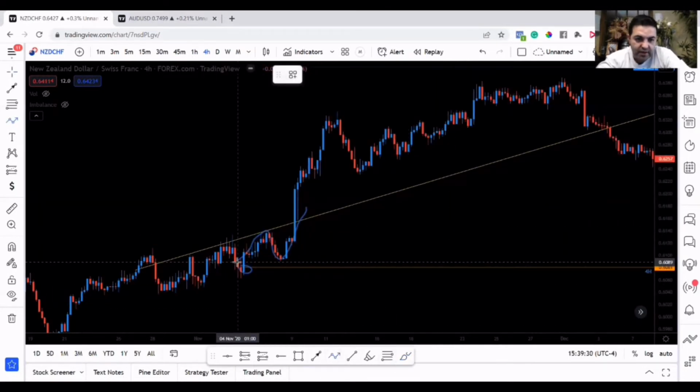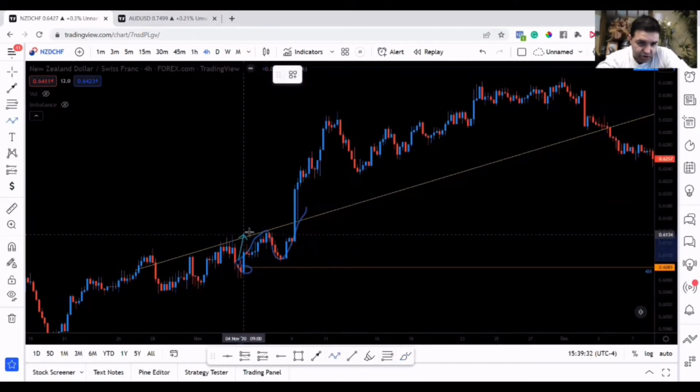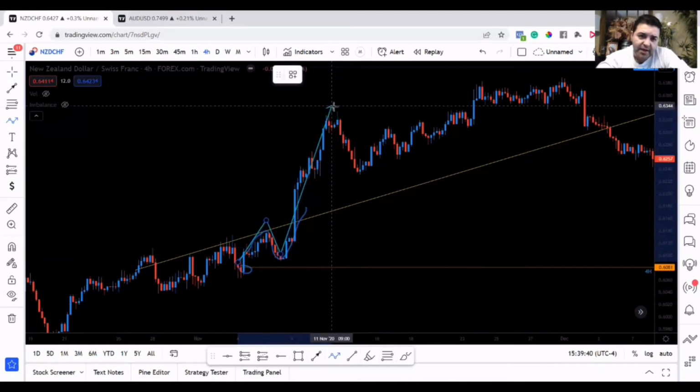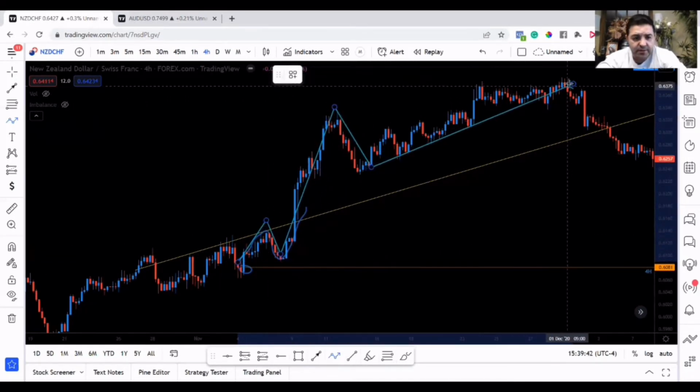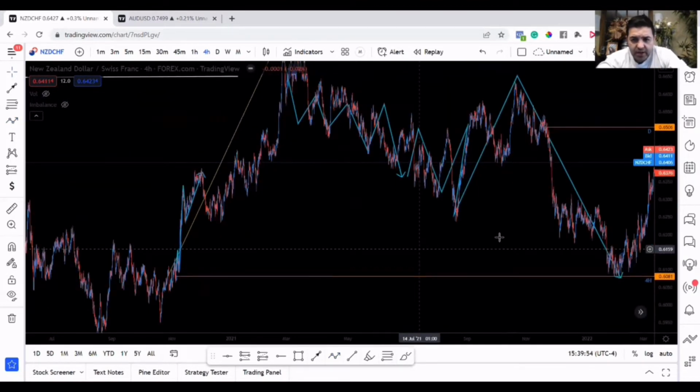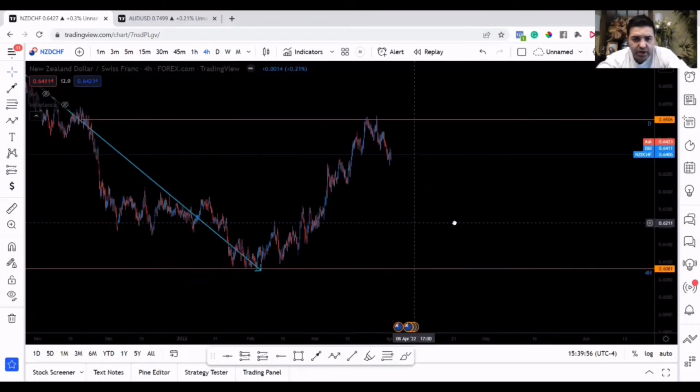It skyrocketed, look at that. They broke this structure. It came down and mitigated this candle here, and then it went bananas. Now it mitigated this 4 hour candle, and now we're here. So this is where we are.